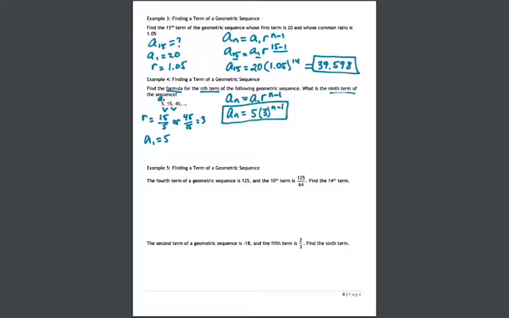Now I can use that formula to find the 9th term. So a sub 9 is going to equal a sub 1 times r raised to the 9 minus 1. So a sub 9 equals 5 times 3 to the 8th power. So when I type that in, I get 32,805.